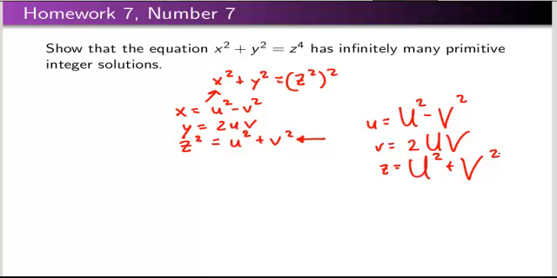And so if I choose my capital U and capital V of that type, and I define little u's and little v's and x, y's, and z's in this manner, it looks like I'm going to end up with a solution to start. Okay, so try that out.